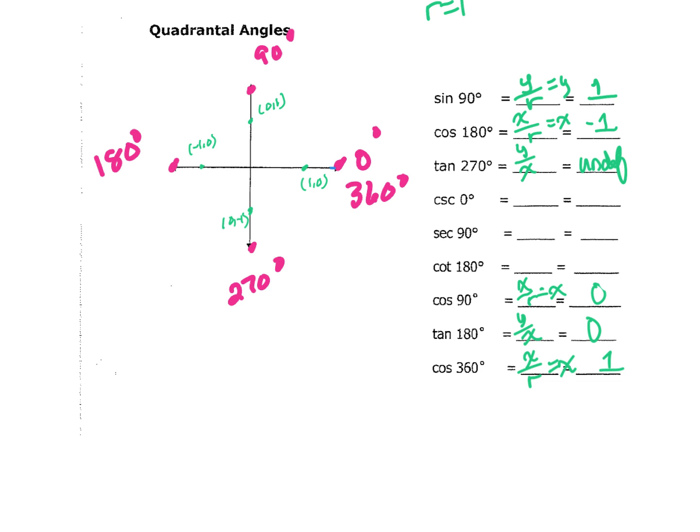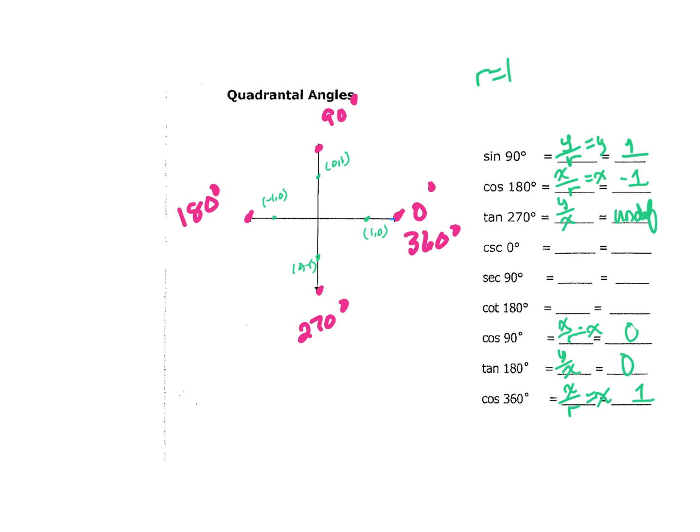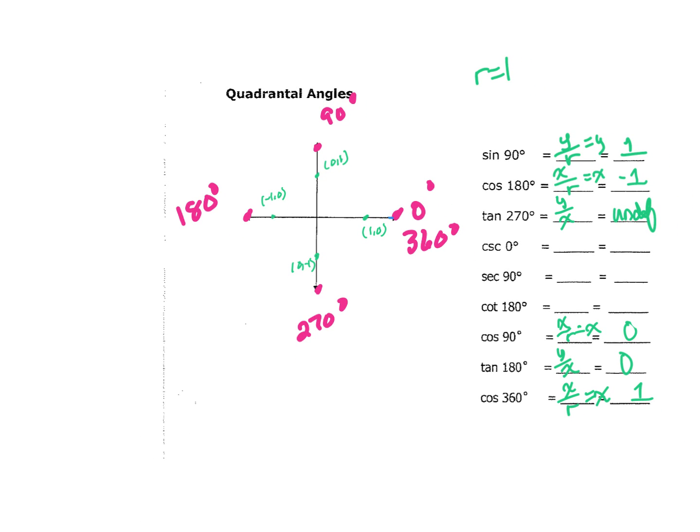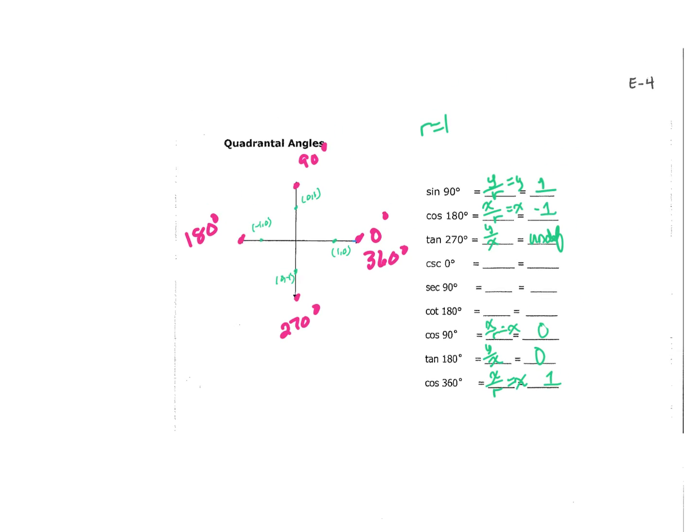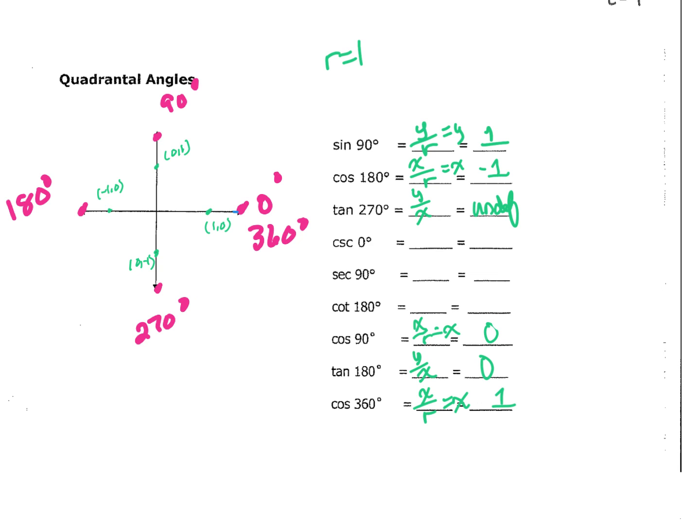So I want you to notice there's a special pattern that happens with the quadrantal angles, your 0, 90, 180, 270, 360. This could have been in radians also. I didn't do this in radians, but it could have been 0, pi over 2, pi, 3 pi over 2, and 2 pi for any of those quadrantal angles. Notice what the answers end up looking like. They're either a 1 or a -1 or a 0 or an undefined. And that's going to be the case for any of the quadrantal angles: you're going to have those types of answers.